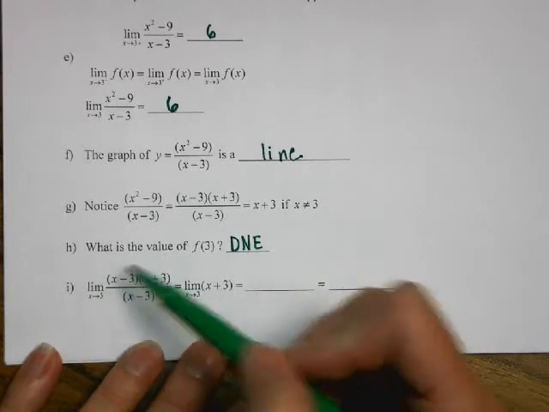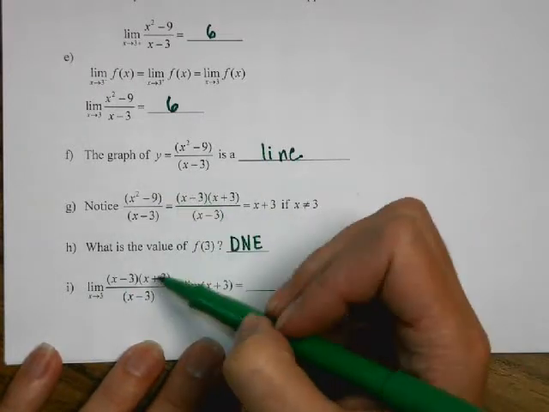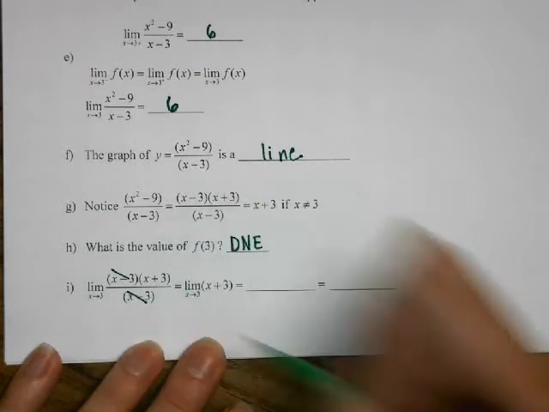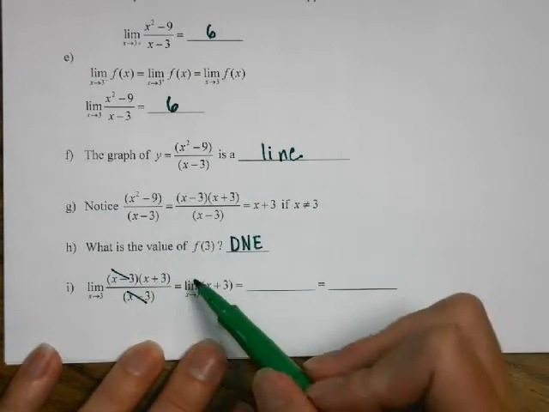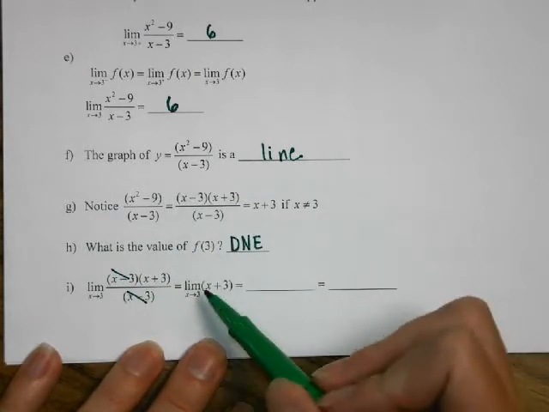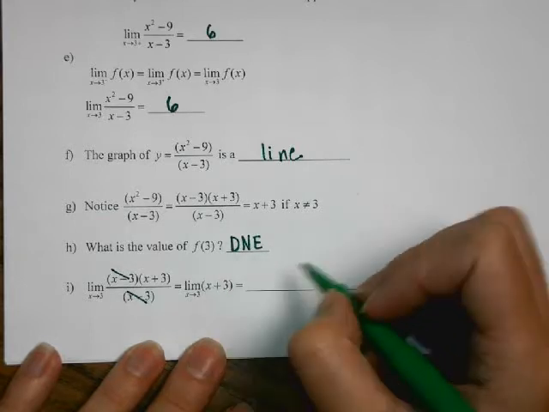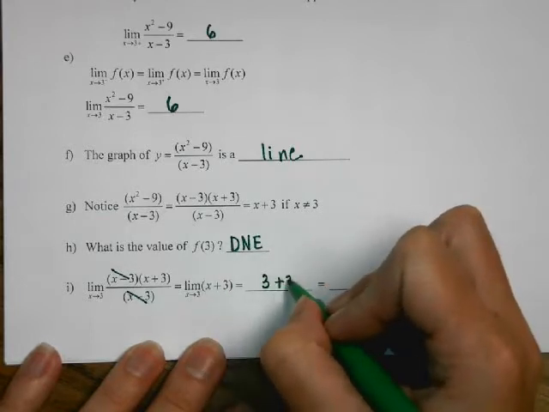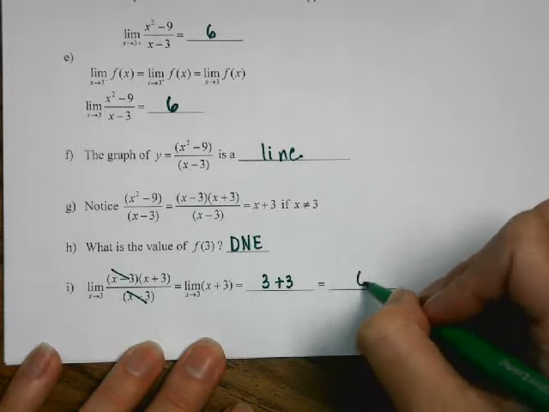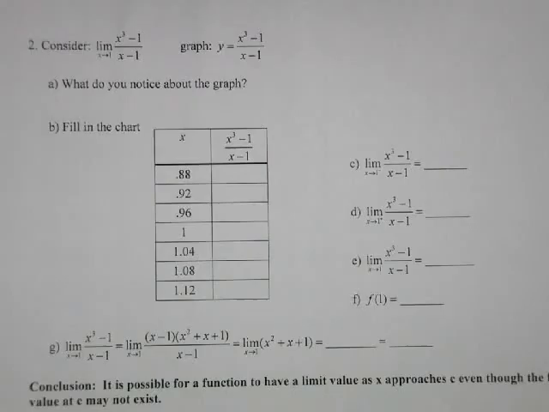So the limit as x approaches 3 of x minus 3 times x plus 3 over x minus 3. Those cancel, which leaves me with the limit as x approaches 3 of x plus 3, which we can evaluate by plugging 3 in for x. So that would be 3 plus 3, which is 6.